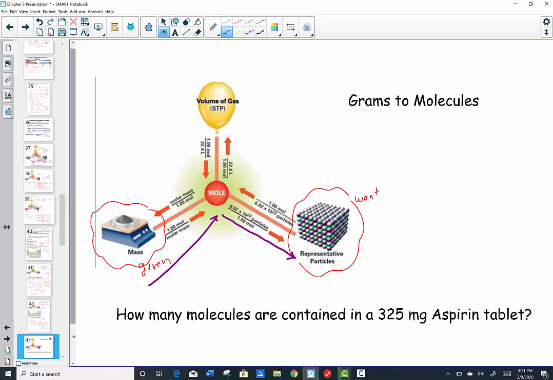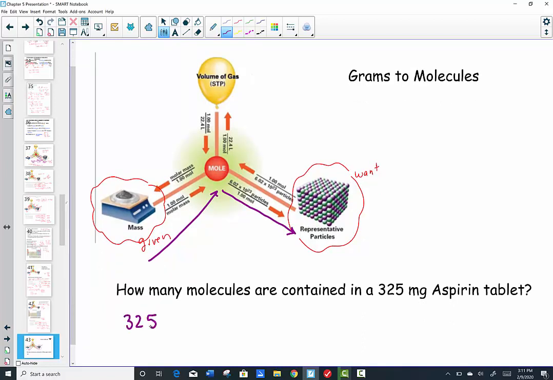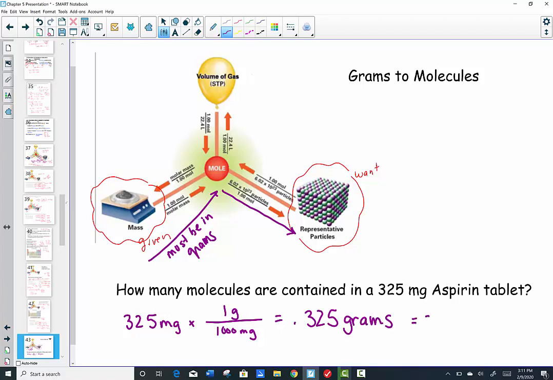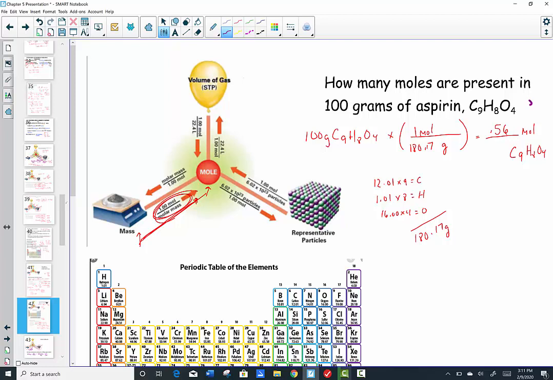So I want to start at the number of grams. Now I noticed that it gave me milligrams, but I have to remember that milligrams is not what the molar mass is in, that there's 1,000 milligrams in a gram. That molar mass must be in a gram. Let me just do that, slide that over, that's 0.325 grams. That's my starting amount. So this is what I'm given, and I want to know how many molecules that is. The other thing that we need to remind ourselves, we've been using aspirin a few times, C9H8O4. So let's remember its molar mass, 180.17 grams. We've worked that a few times.